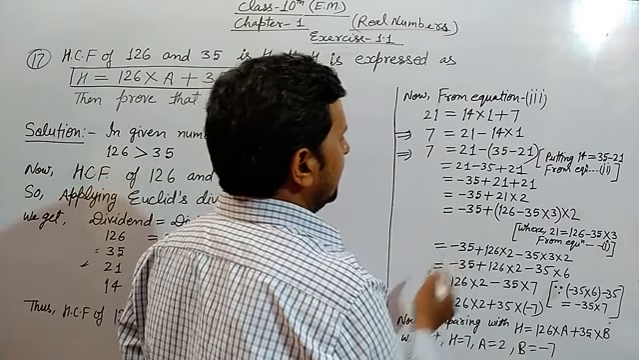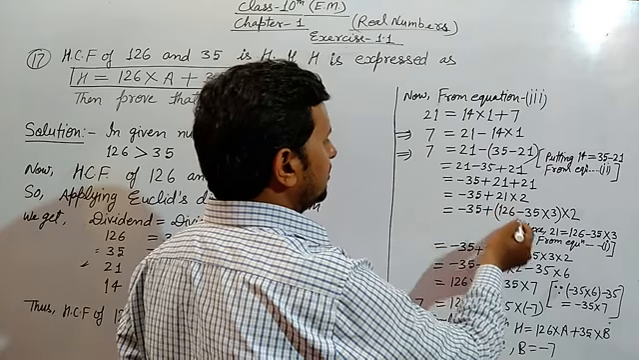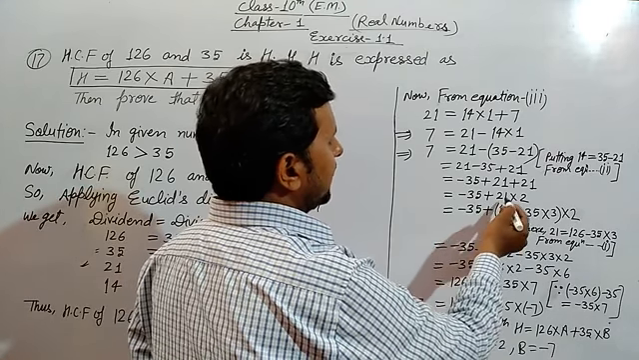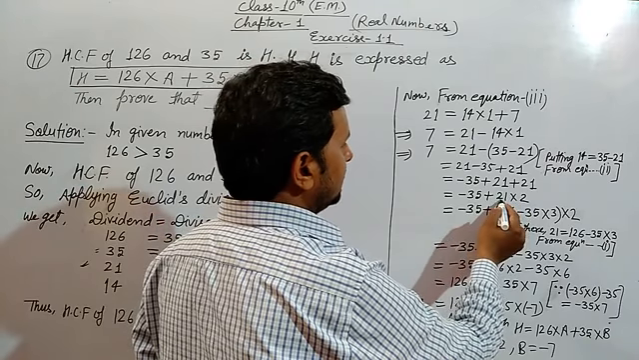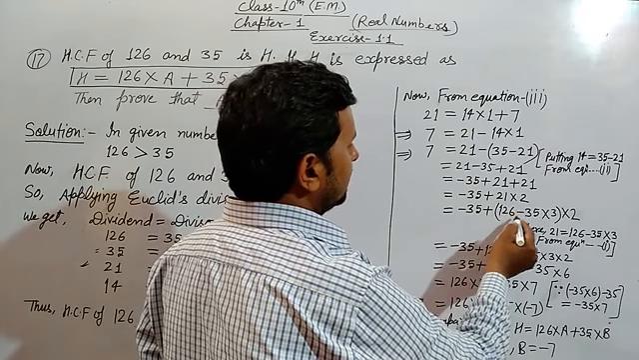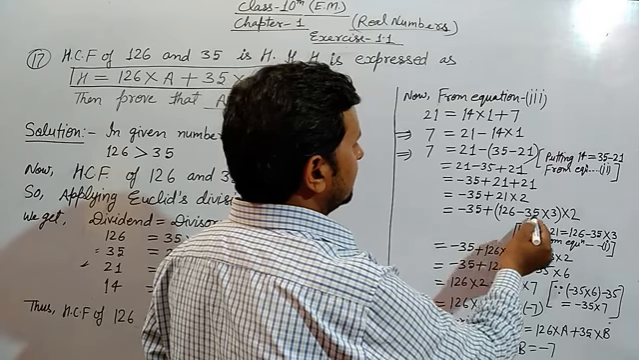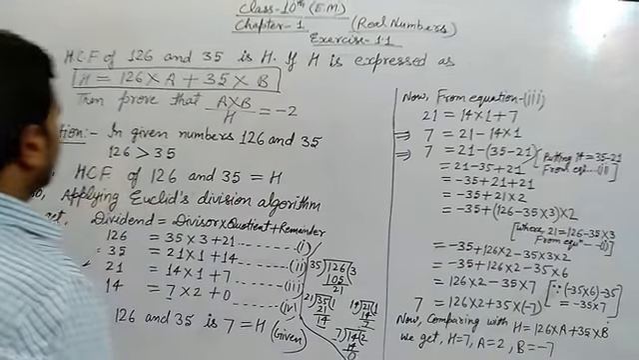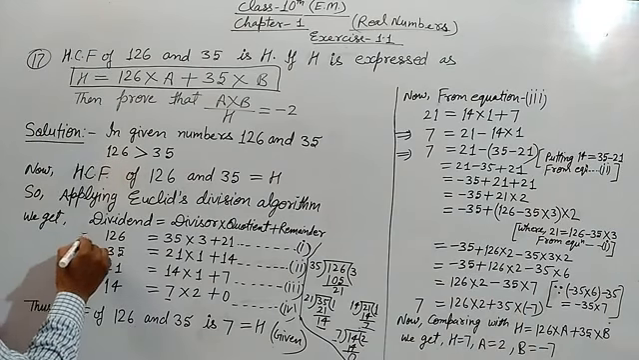Okay, now why do we get this form? Because we have to prove some other terms: minus 35 plus 21. In the place of 21 we can put the value 126 minus 35 into 3 from equation first. We can see where equation first is. This is our equation first.